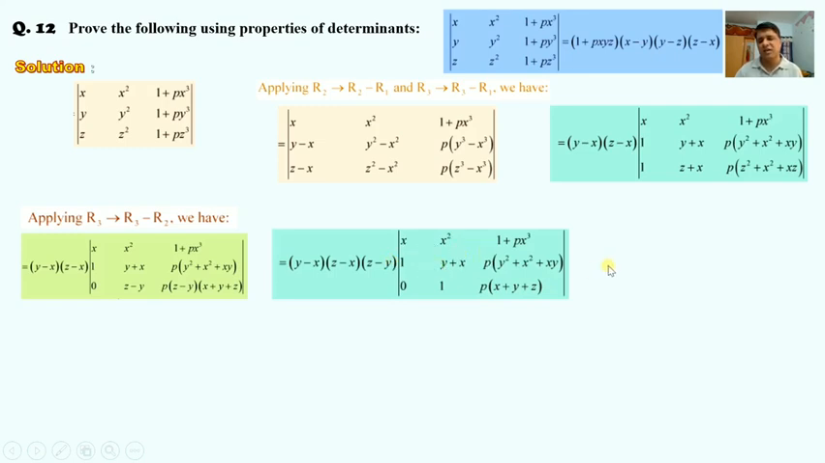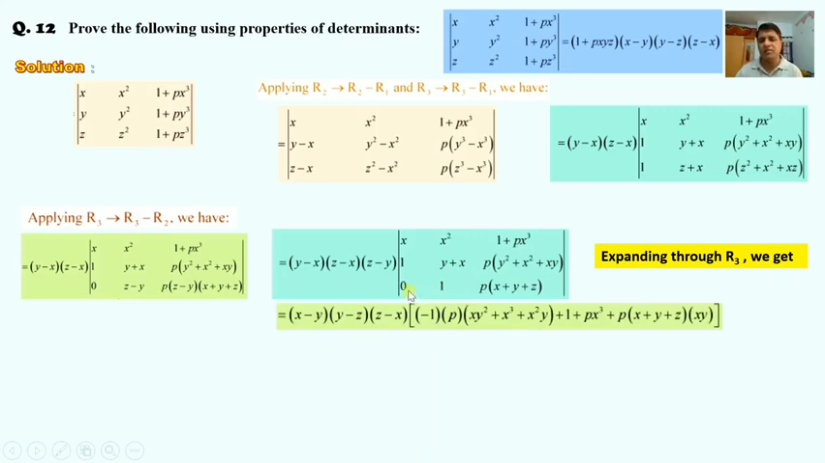And now I think we have only one option, that is expanding through R3, because here we have 0 and here we have 1. So x minus y, all these three factors outside, we are expanding through R3, so leaving these two perpendicularly, 0 into anything is 0. Next is 1, so minus 1 in the middle, because this position is 3, 2, so minus 1 to the power 3 plus 2, 5, that's why it is negative 1.